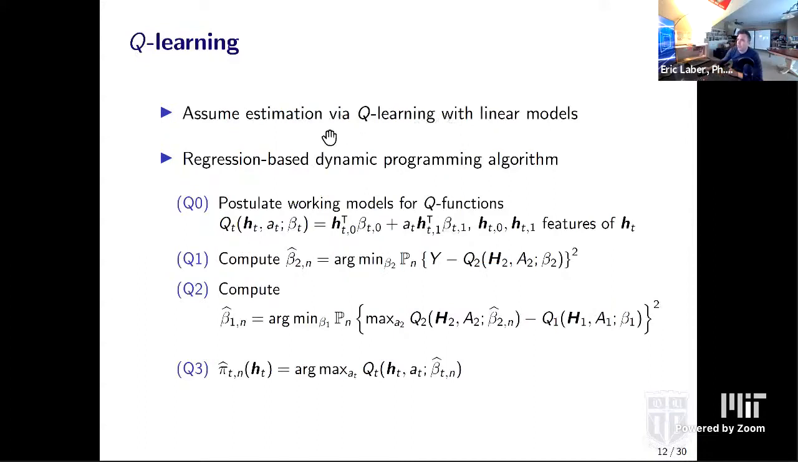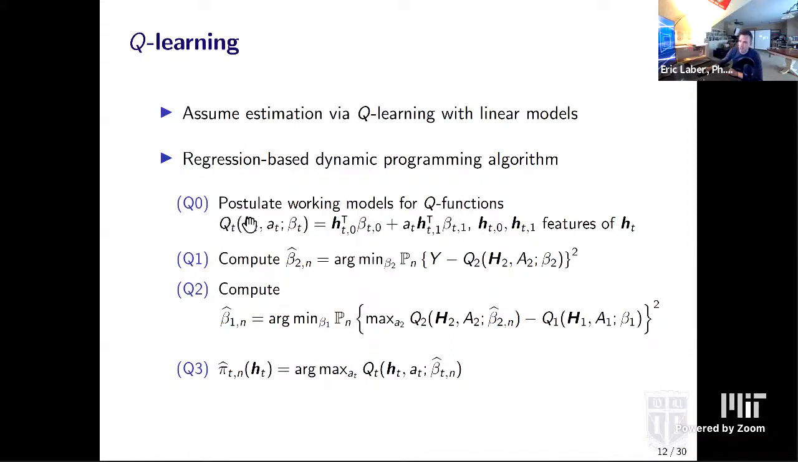Okay, so the starting point is that we're going to assume first that someone's interested in estimating the optimal rule using these Q functions, and we'll posit linear models here just for concreteness. So the algorithm is just basically plug-in estimates of those two equations I showed you. So we'll posit some kind of working models for the Q functions.